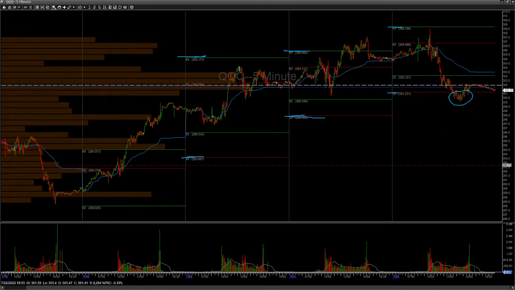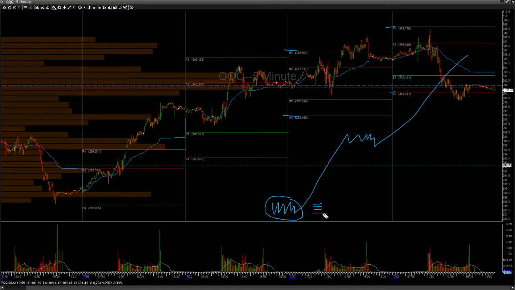There's always exceptions to the rule. This one's actually really cool because you can't see R4 down here, but it's probably right here, maybe a little lower, like right there, and it had a really nice outside day. But there's exceptions to the rule, but that's what we're looking for. And the way that I determine if they're wide or condensed is I look at the day before. And again, it just goes back to that compression, expansion.